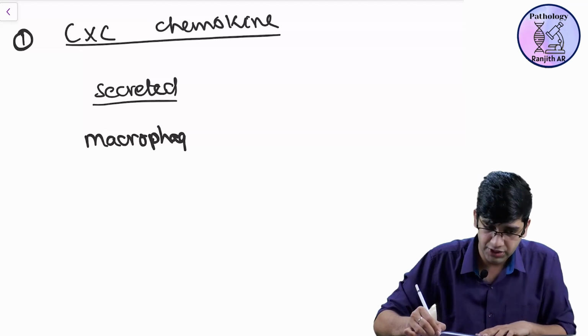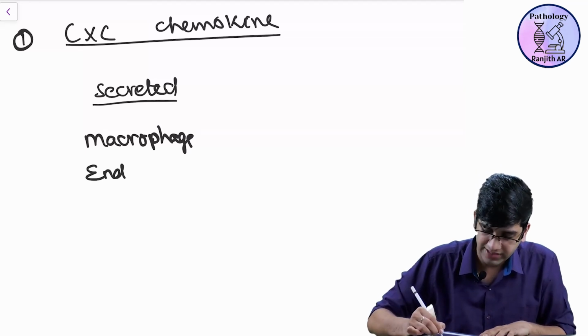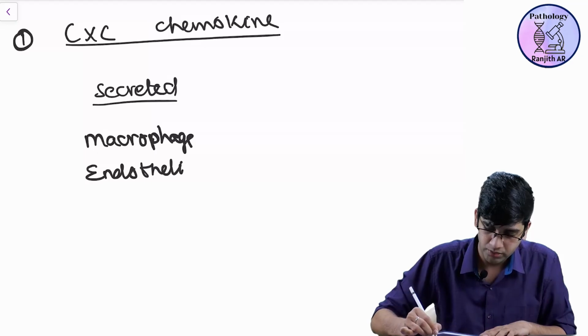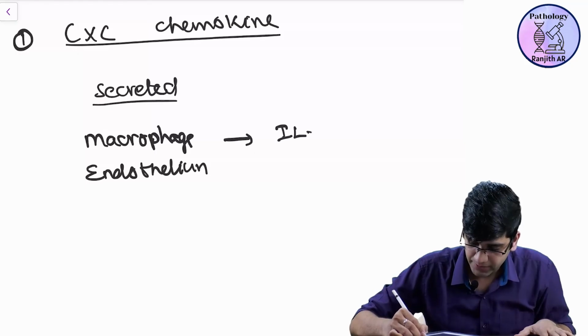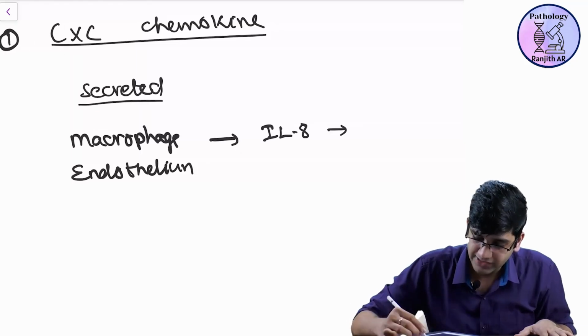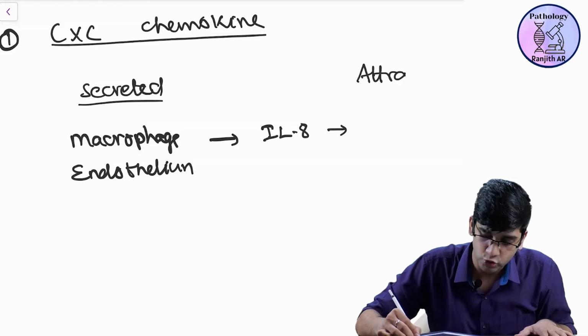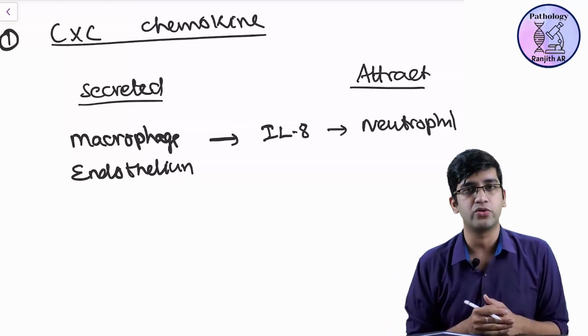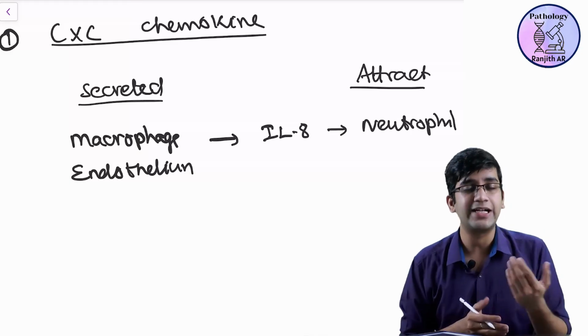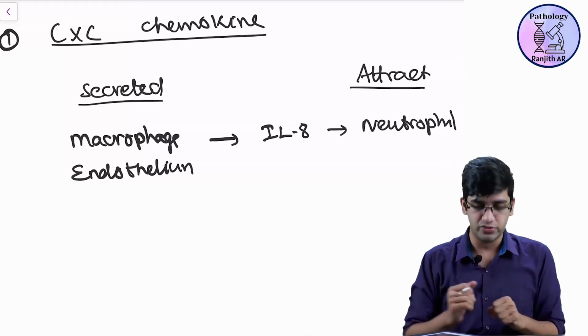Macrophage is at the site of inflammation. It's secreted by endothelial cells at the site of inflammation. The most important one here is interleukin 8. And this is going to attract, I'm just saying, attract which group of cells here? It's going to attract neutrophils. It's very, very important for neutrophils. They are actually secreted at the site of inflammation. It's going to attract my neutrophils, right?